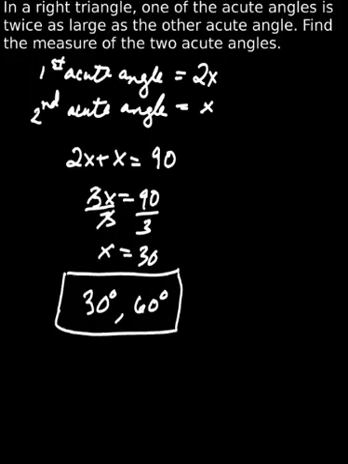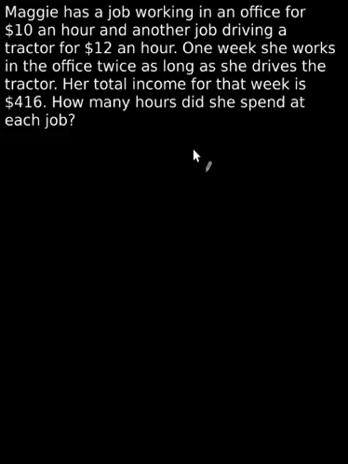Okay, let's try another one here, now that we're having so much fun. This is a problem involving somebody working 2 jobs. Maggie has a job working in an office for $10 an hour, and another job driving a tractor for $12 an hour. One week she works in the office twice as long as she drives the tractor. Her total income for that week is $416. How many hours did she spend at each job?